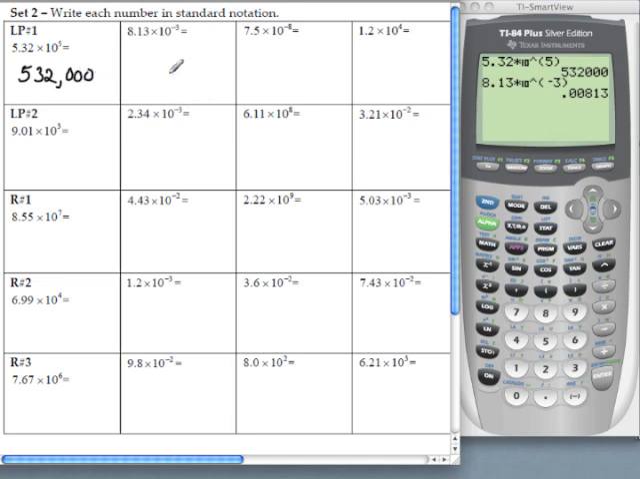532,000 for my first answer, and then we have 0.00813 for our second answer here. So go ahead, finish lesson practice number 1 and complete lesson practice number 2.